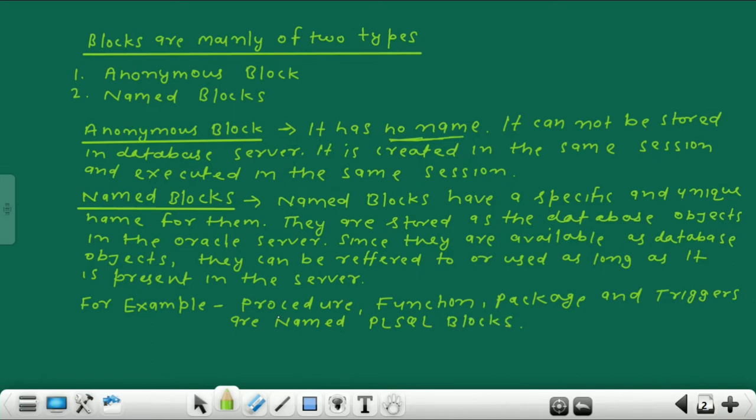So procedure, function, package and triggers are the examples of named PL/SQL blocks. We would also see procedure, function, package and triggers in the later chapters. Now let's have a full concentration on anonymous block.